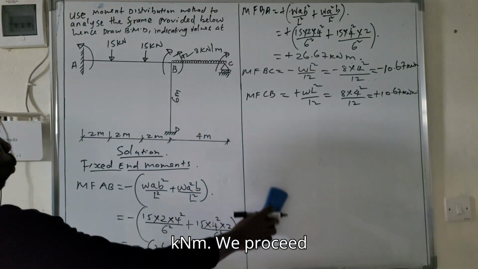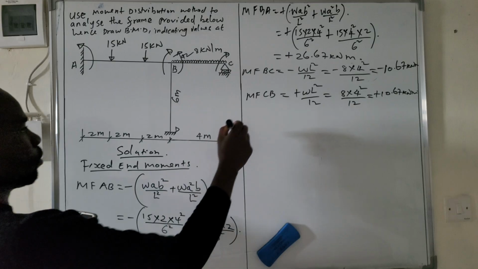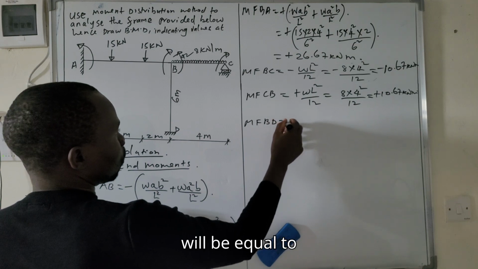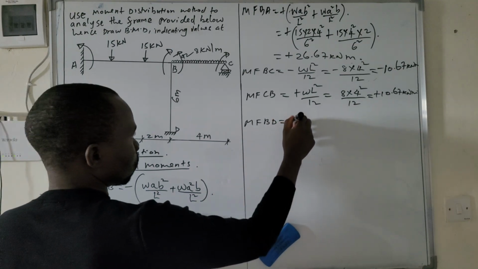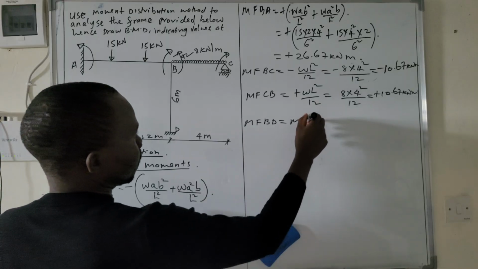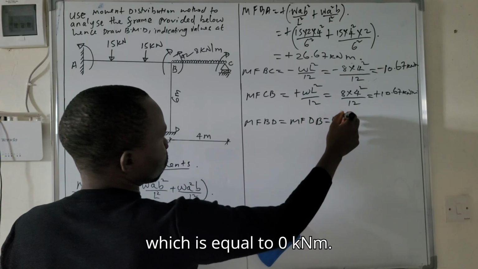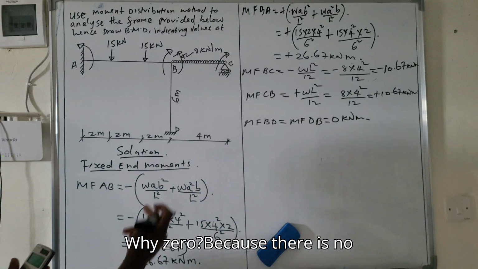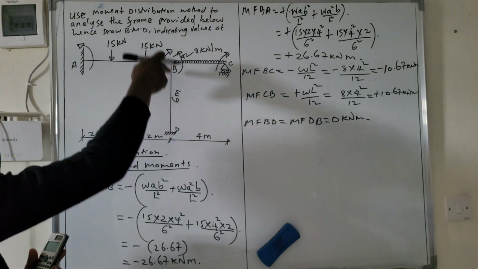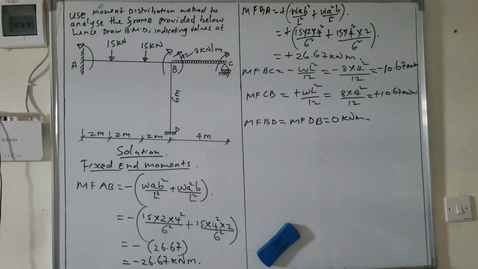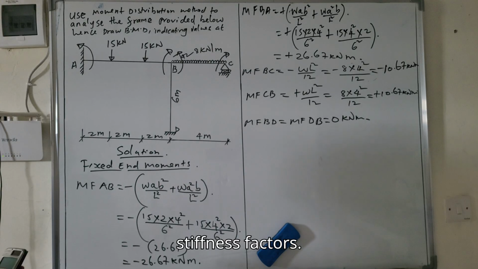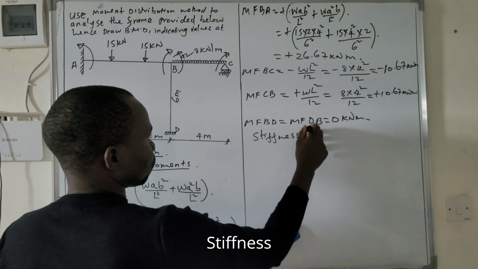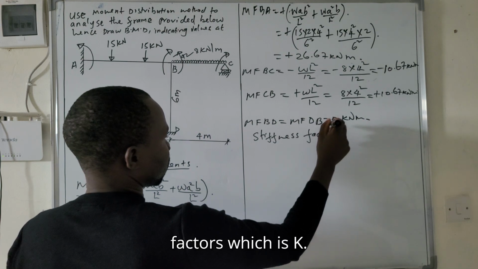We proceed to MFBD, which is equal to MFDB, which is equal to 0 kilonewton meter. Why 0? Because there is no loading along this span. After that, we proceed to stiffness factors, which is K.